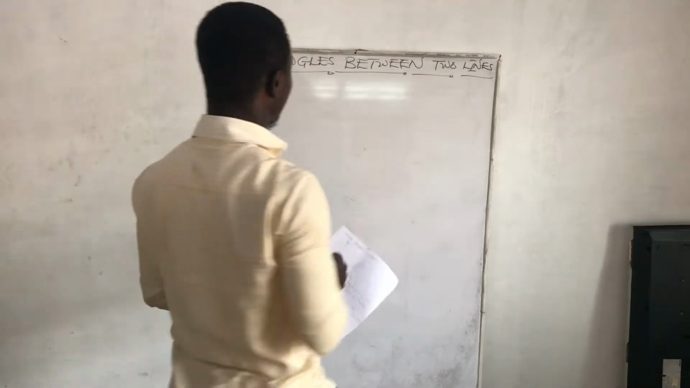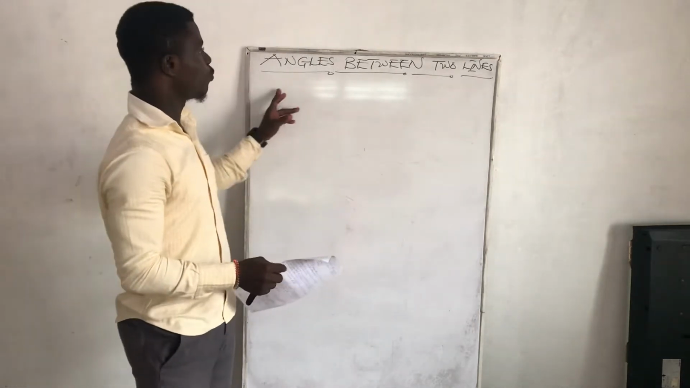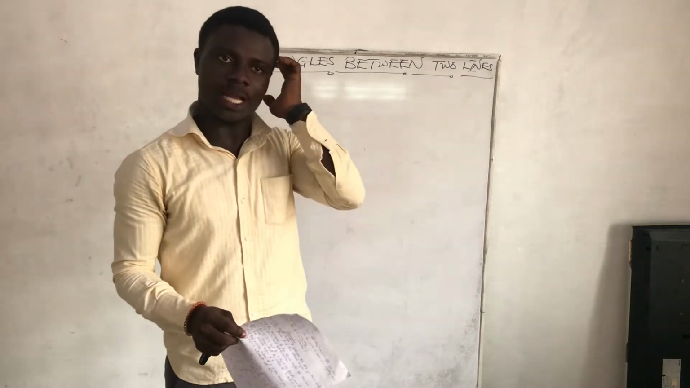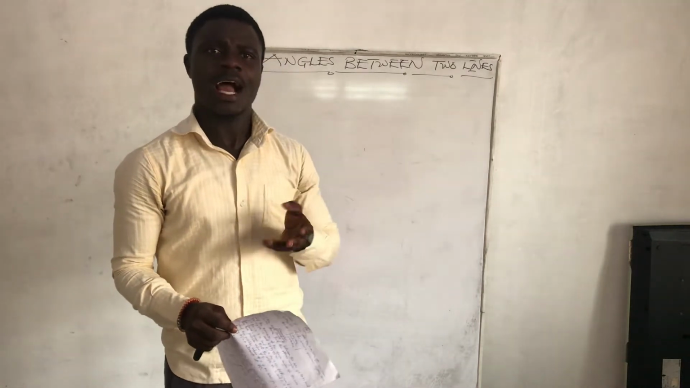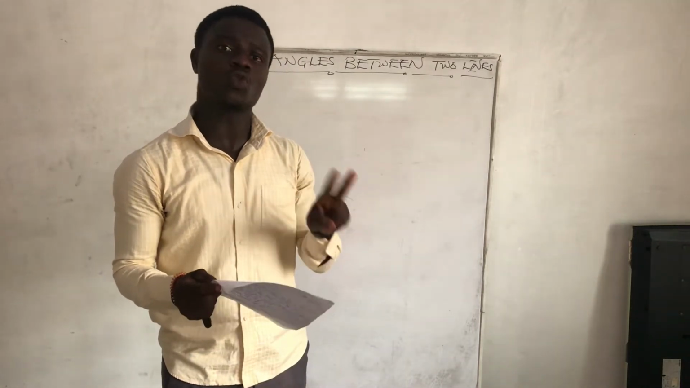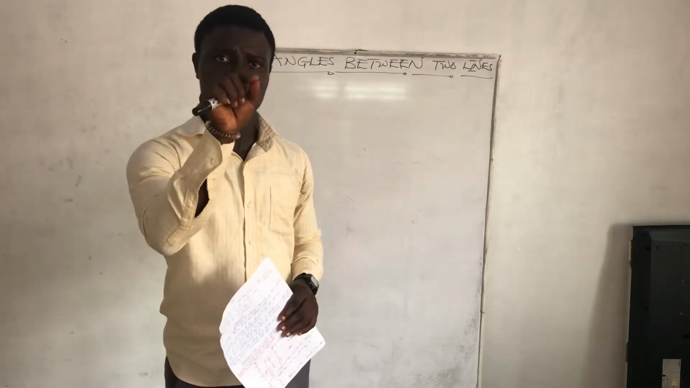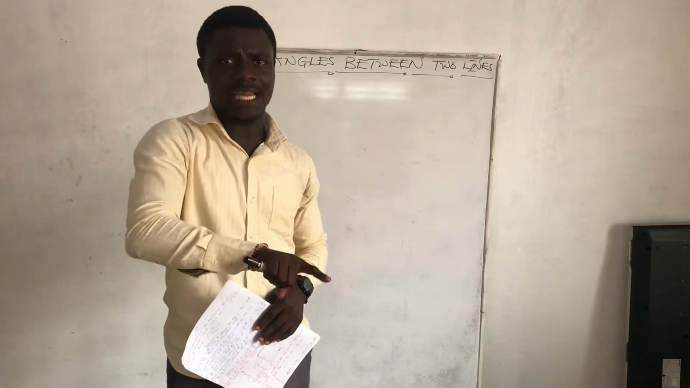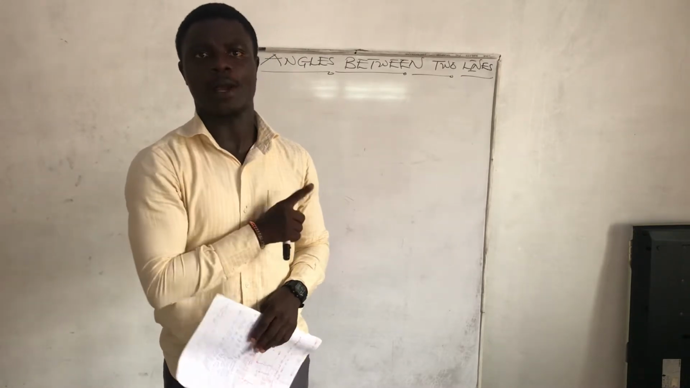Alright, welcome back. In this video, we'll be considering angles between two lines. What is an angle? An angle is formed when two lines meet at a point.